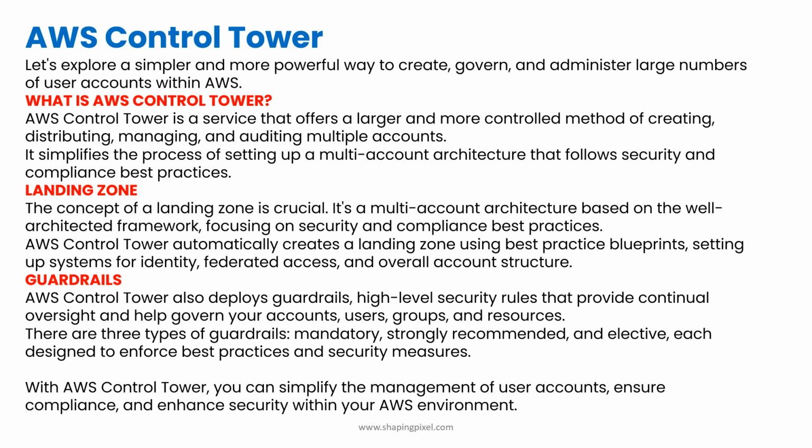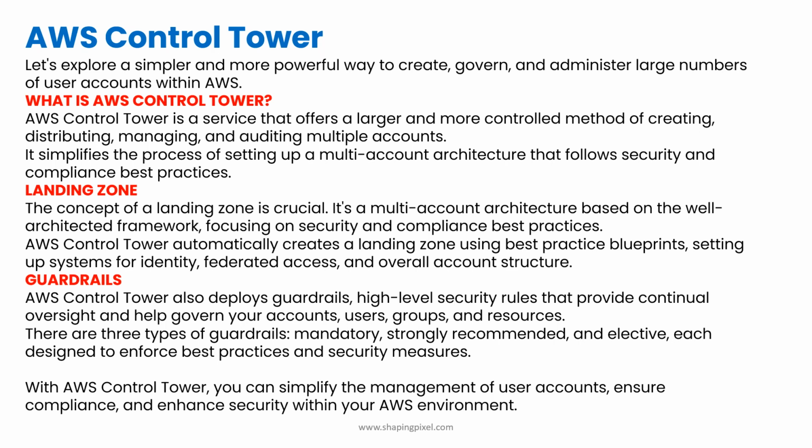The concept of a landing zone is crucial. It's a multi-account architecture based on a well-architected framework focusing on security and compliance best practices. AWS Control Tower automatically creates a landing zone using best practice blueprints, setting up systems for identity, federated access, and overall account structure. AWS Control Tower also deploys guardrails, high-level security rules that provide continual oversight and help govern your accounts, users, groups, and resources.